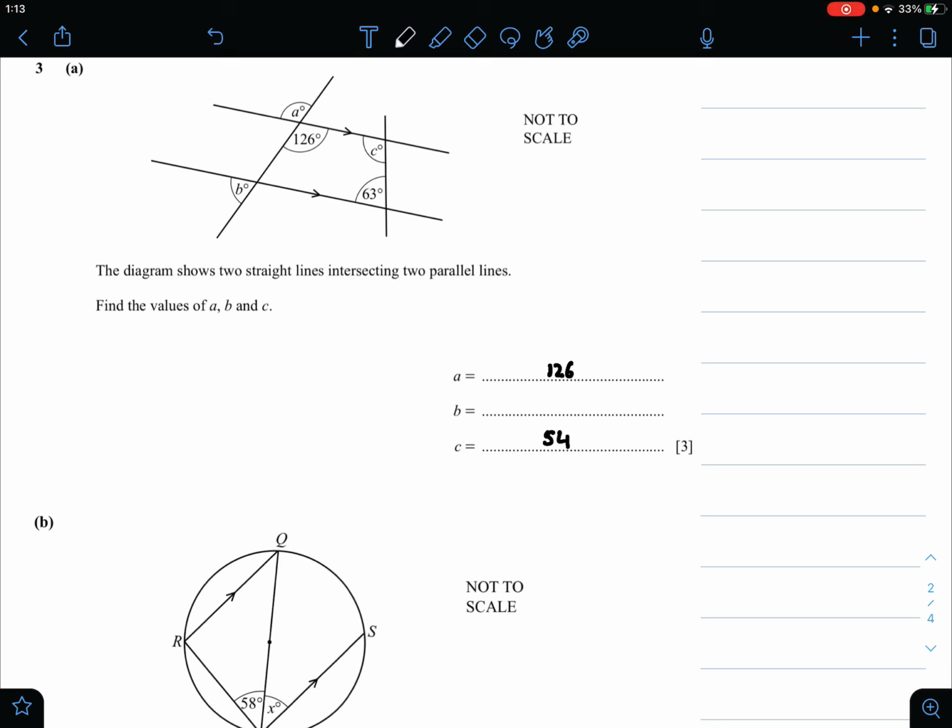Now let's move to angle B. For angle B, again we use the same rule that angles on a straight line add up to 180. So we can say that this angle is equal to 180 minus 63, which is equal to 117. And now B and 117 are opposite angles, so therefore B would be equal to 117 degrees.